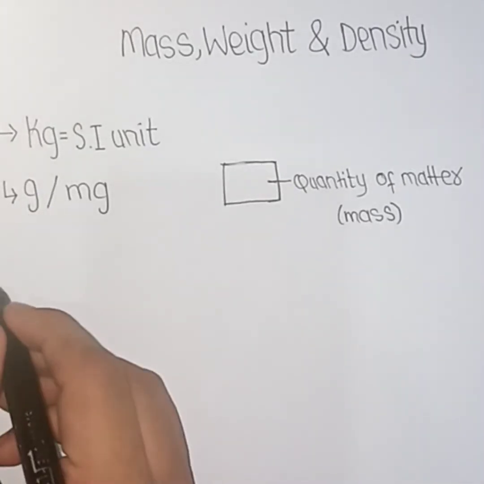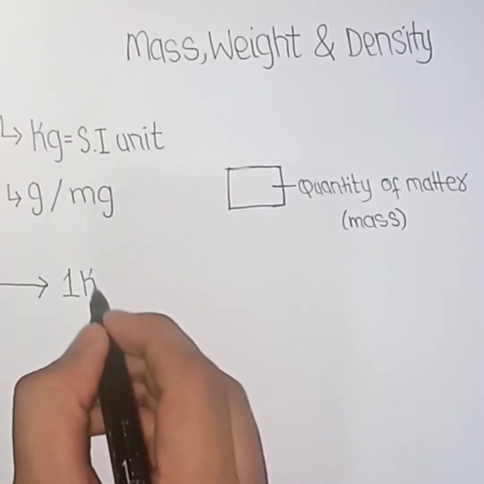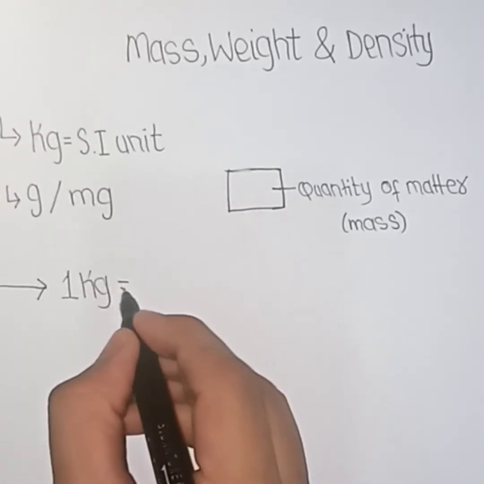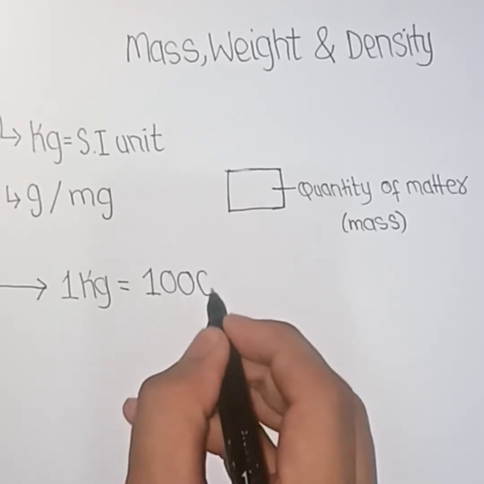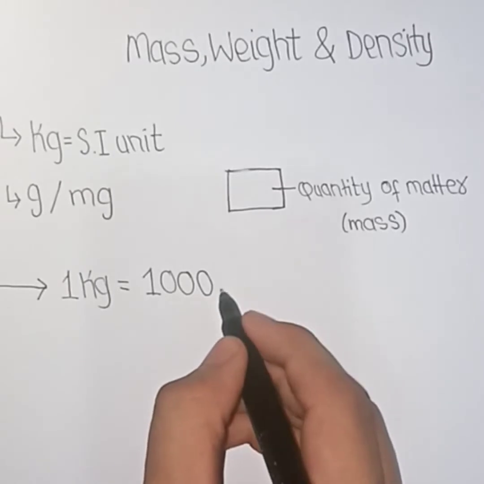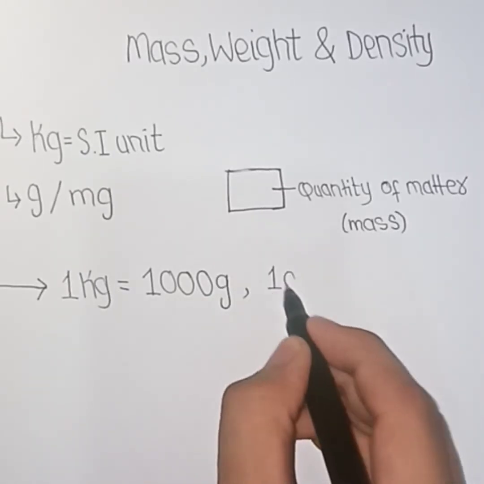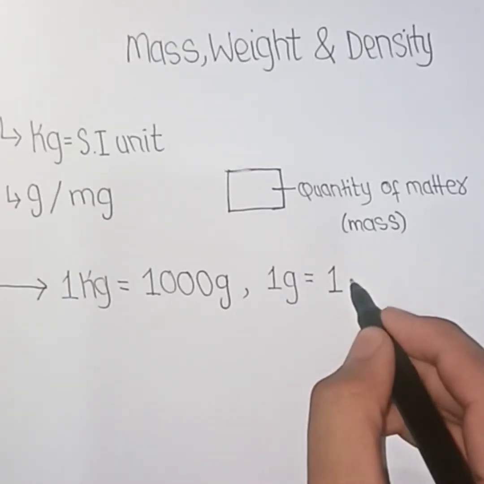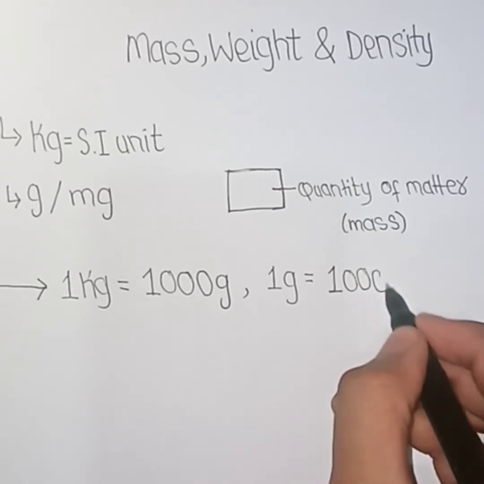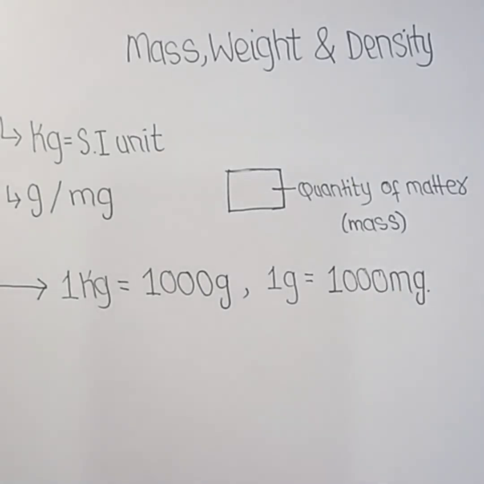Now in simple words, we will tell the relationship that 1 kilogram contains 1000 grams, and 1 gram contains 1000 milligrams. This is the relationship we need to understand.